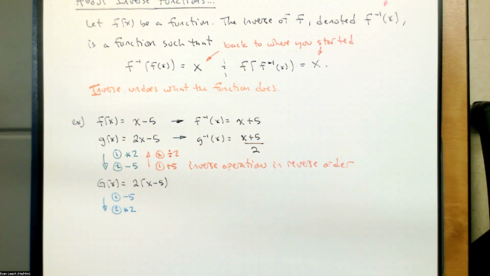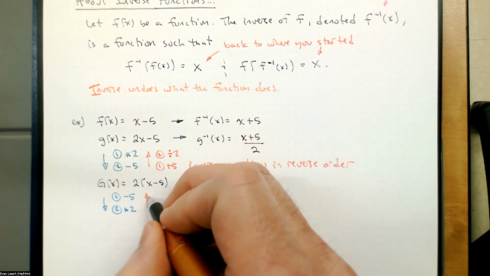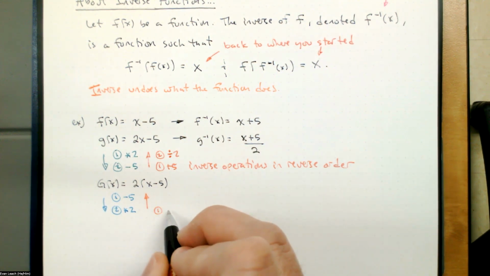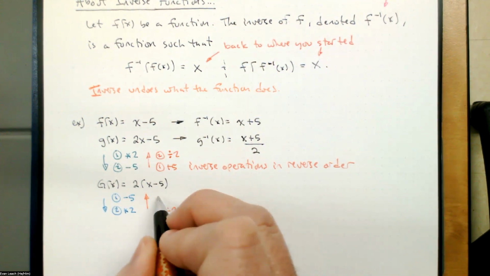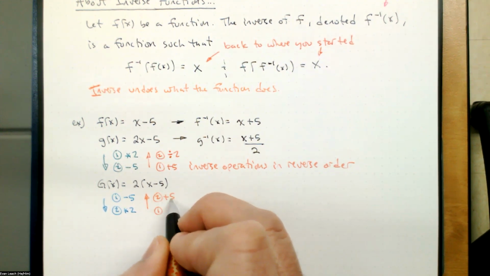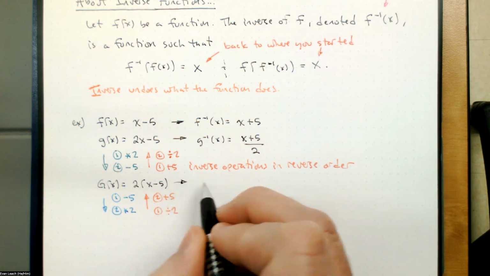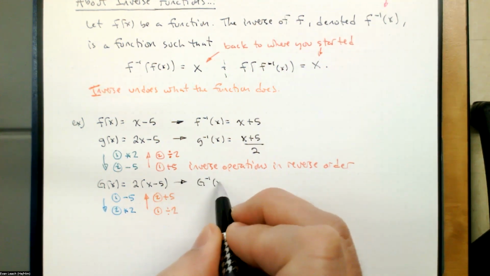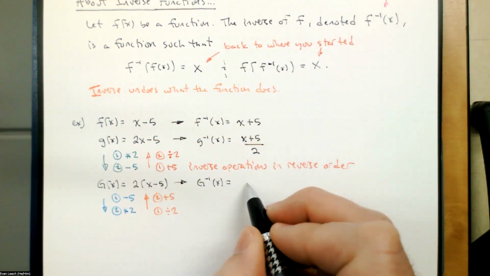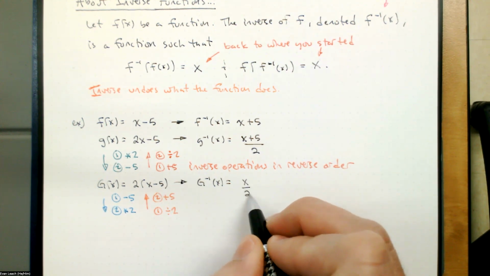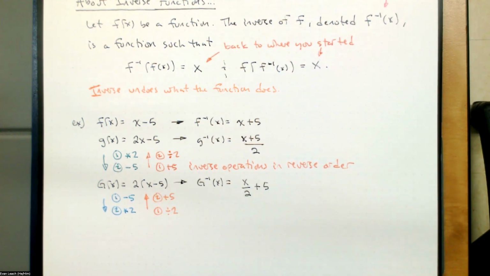So to undo that, the inverse will first divide by 2 and second add 5. So our inverse will take x and first we'll divide by 2 and then we'll add 5.